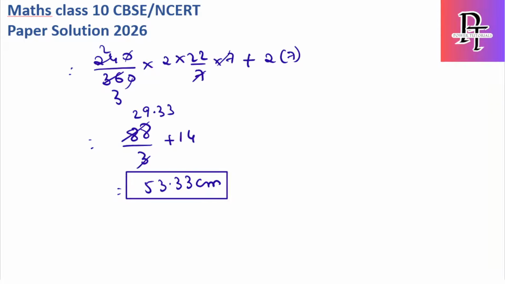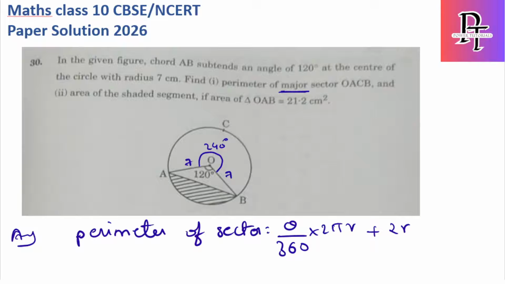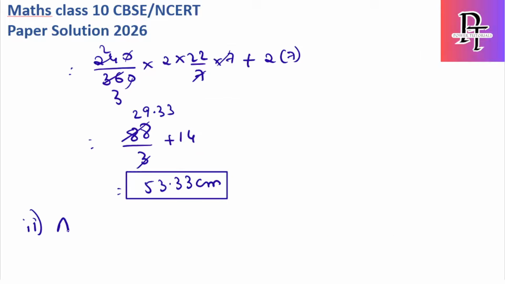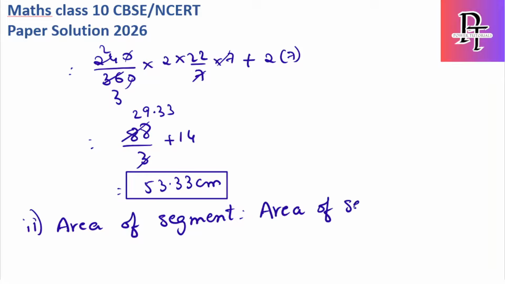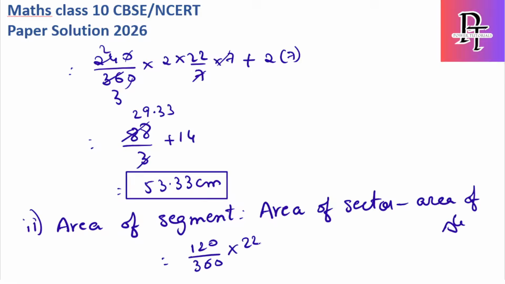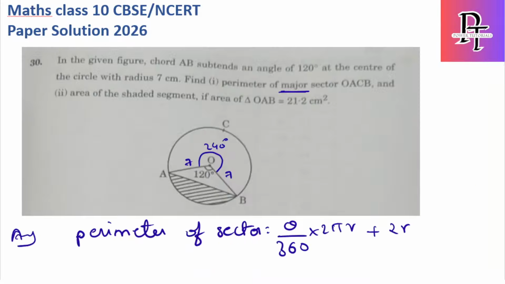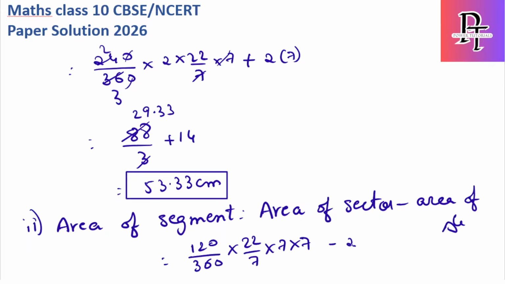Okay, this is only the A part. We have to find the second part as well, which is the area of the shaded segment. Area of segment, first I'll write the formula: area of sector minus area of triangle. Area of sector formula is theta by 360. Here the theta is 120 only, because we know it is for the below segment, into pi r square, which is 22 by 7 into r square, minus the area of the triangle they have provided, 21.2 centimeters square. So let's mark it.